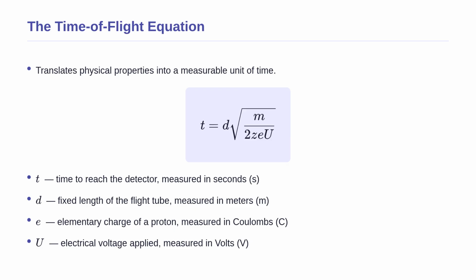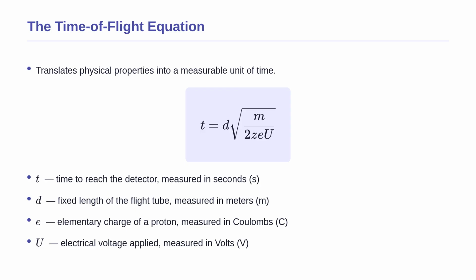The variable t is the time it takes to reach the detector in seconds. The variable d is the fixed length of the flight tube in meters. Inside the square root, m is the mass, z is the integer charge, E is the elementary charge constant in coulombs, and U is the accelerating voltage in volts.